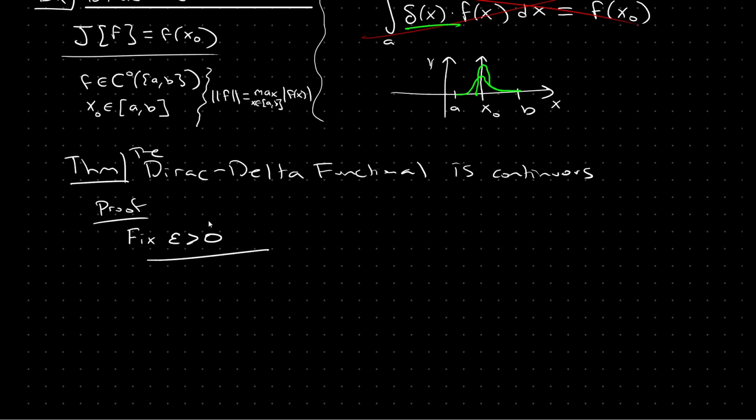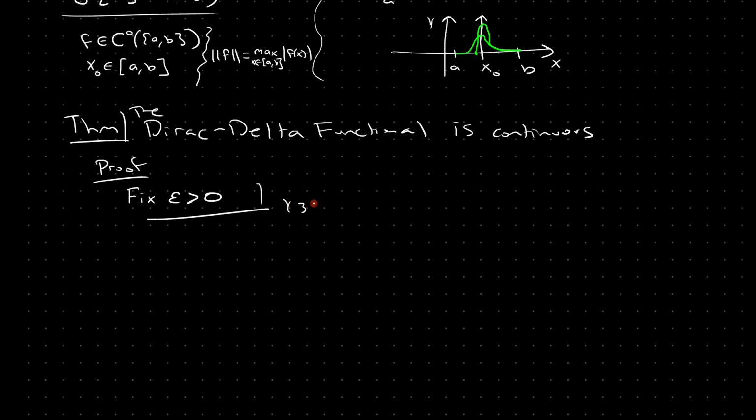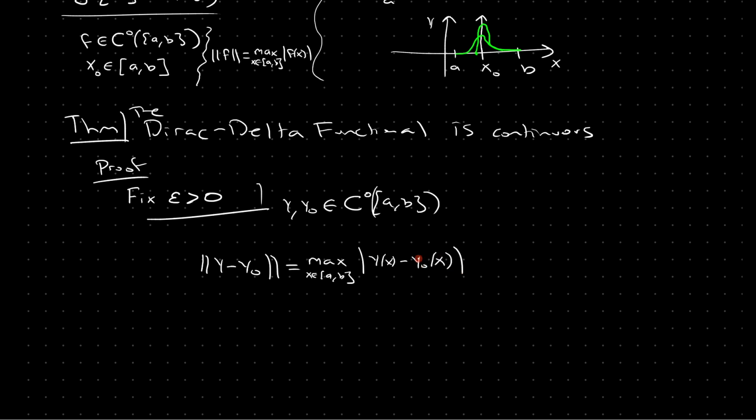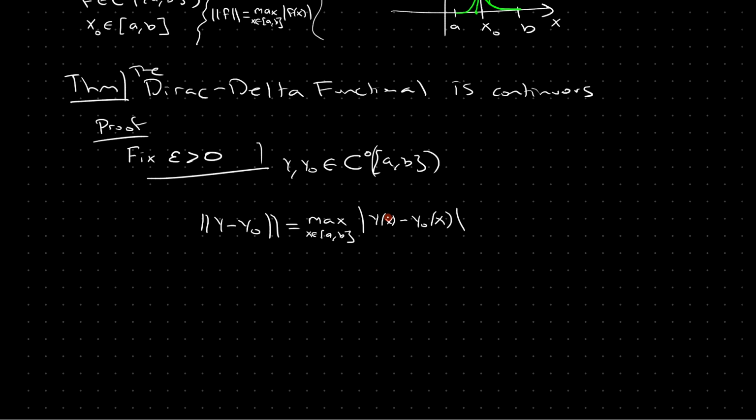So if we fix epsilon greater than 0, then for any two functions, y and y naught, in our function space C0, the norm of y minus y naught is exactly equal to the maximum value over the interval from a to b of the absolute value of y of x minus y naught of x. And this is very, very important, because now we actually, without much effort at all, can find the delta that works for this epsilon.